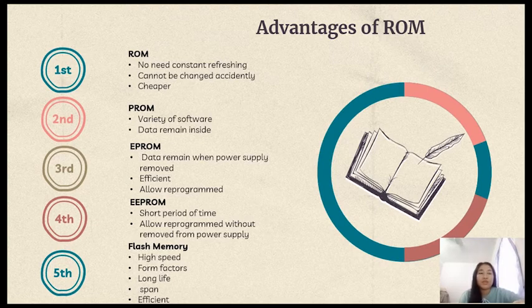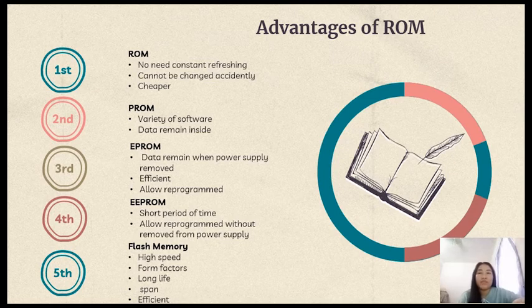The third one is EEPROM, which stands for Electrically Erasable Programmable Read-Only Memory. It allows the data to be erased by using ultraviolet light in a shorter time. This EEPROM can be reprogrammed and erased without being removed from the circuit.